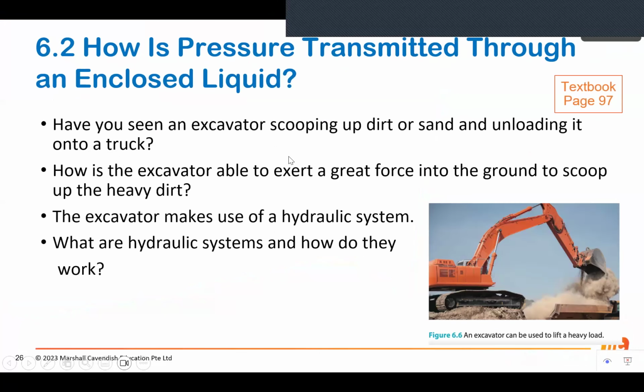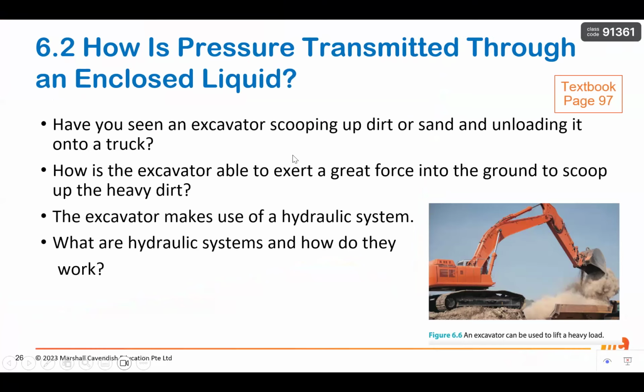Have you ever seen an excavator scooping out dirt or sand and unloading it onto a truck? How is the excavator able to exert such a great force into the ground to scoop up the heavy dirt? The reason is because the excavator makes use of a hydraulic system. So in this part, we will be zooming into how a hydraulic system works.